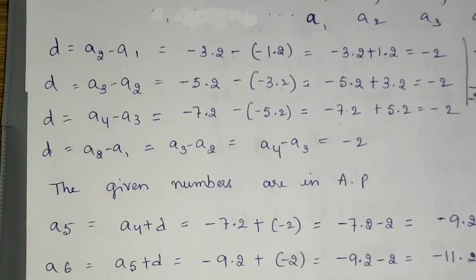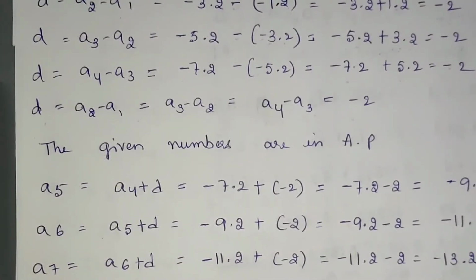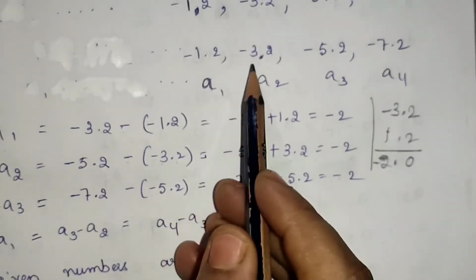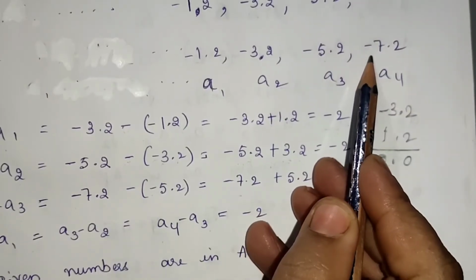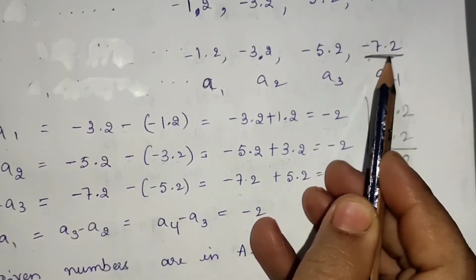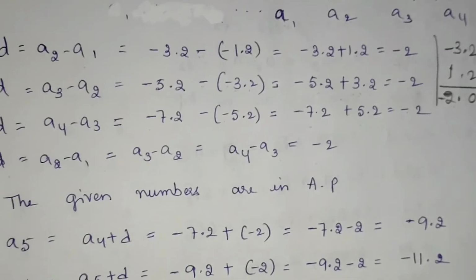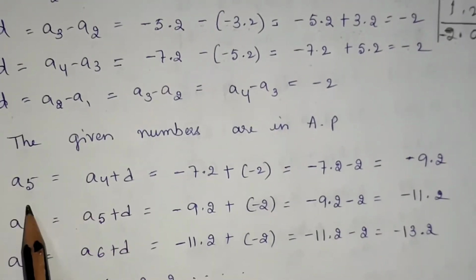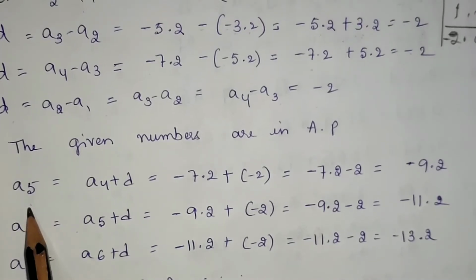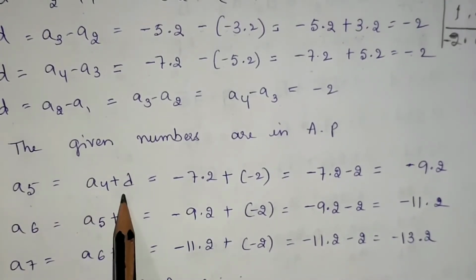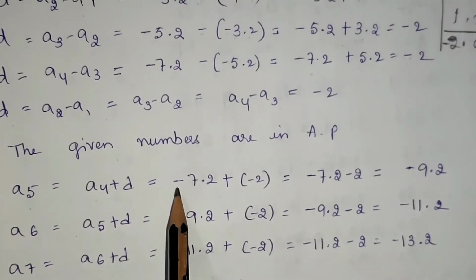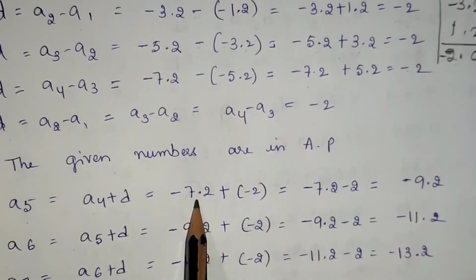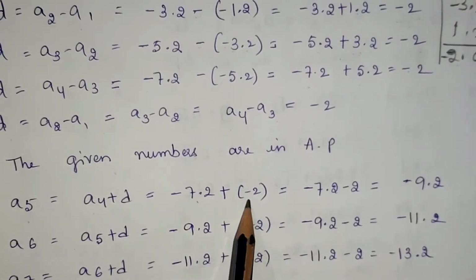The next segment of the question is to find out 3 more terms. In the pattern, the 4 terms are given. The last term, that is 4th term, is minus 7.2. If you add common difference to the 4th term, you will get 5th term. That is, 5th term is equal to 4th term plus common difference. The 4th term was minus 7.2. Add minus 2 to it.